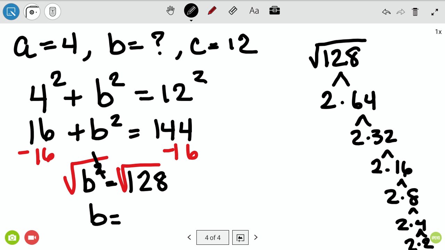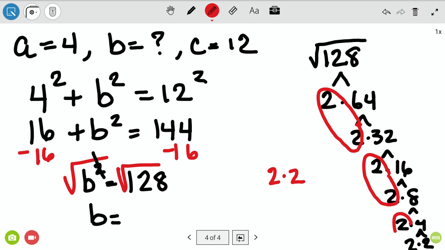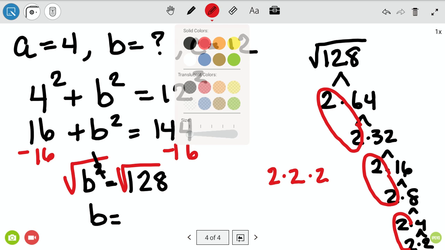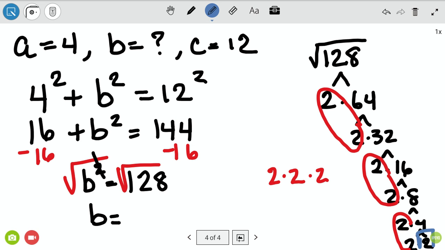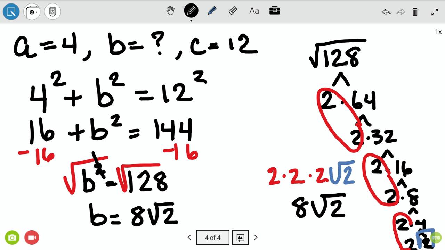Barely squeezed it in there. 2 and 2. It is a lot, but that's okay. We still do it the same way. Circle this pair of 2's. They come out as 1. Circle this pair of 2's. They come out as 1. Circle the next pair of 2's. They come out as 1. And then what can't come out is this lone guy down here. He's trapped. And so your final answer is 2 times 2 times 2, which is 8, square root 2. So we come back over to our problem, and the reduced version of the square root of 128 is 8 square root 2. And that would be your final answer.